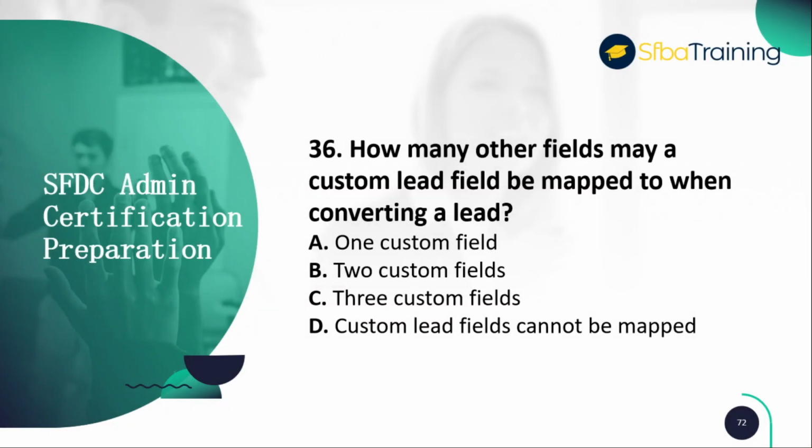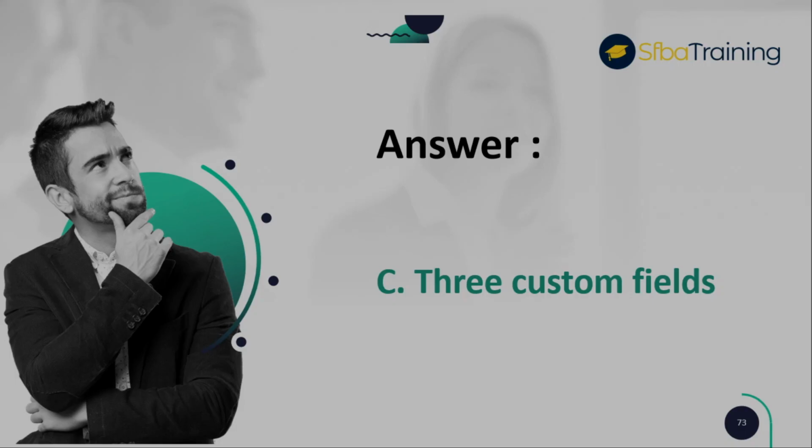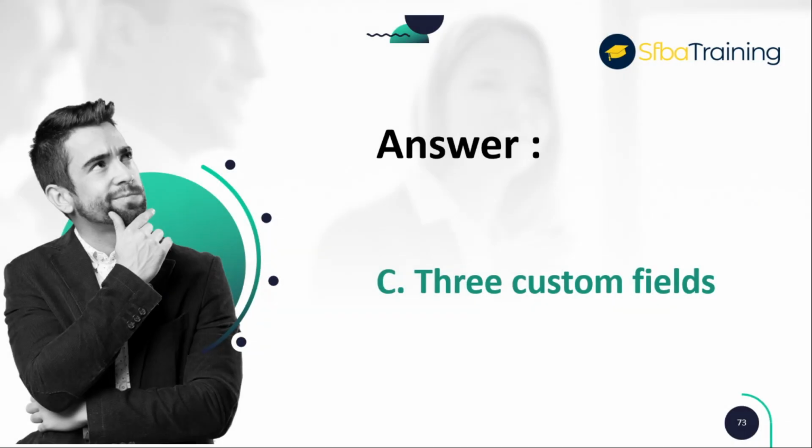Number 36. How many other fields may a custom lead field be mapped to when converting a lead? A. 1 custom field. B. 2 custom fields. C. 3 custom fields. D. Custom lead fields cannot be mapped. The answer is C. 3 custom fields.